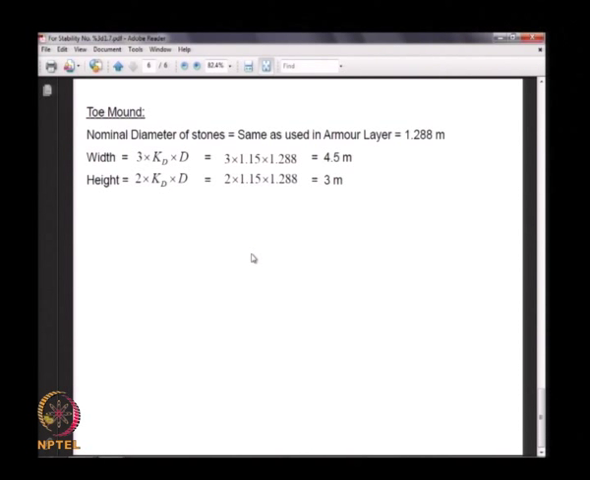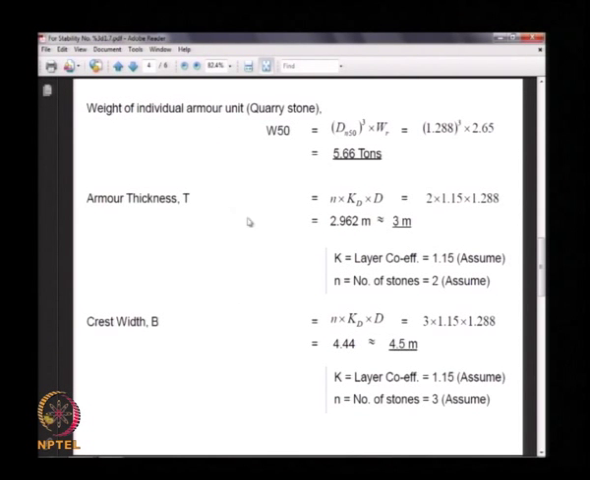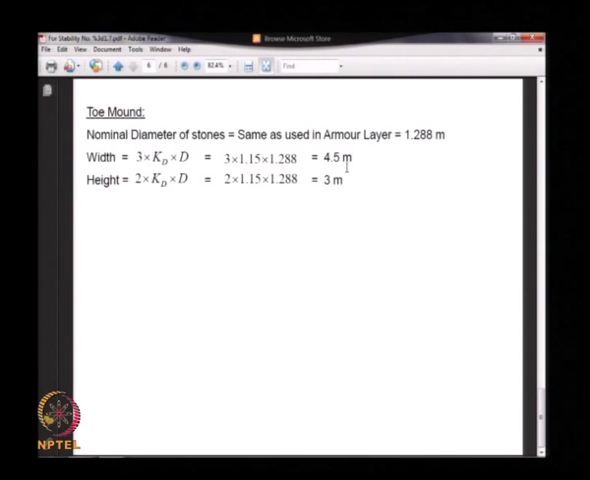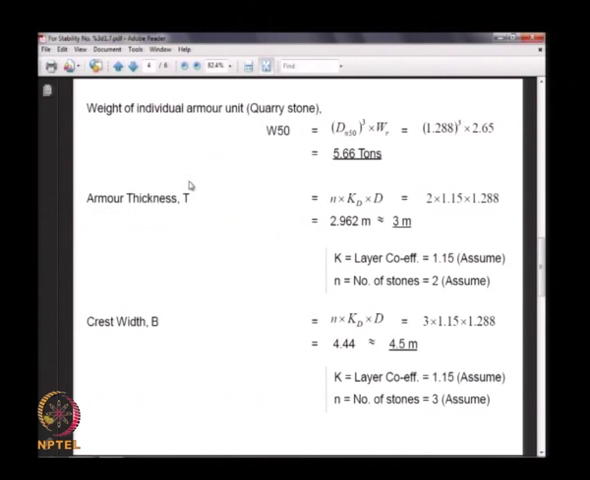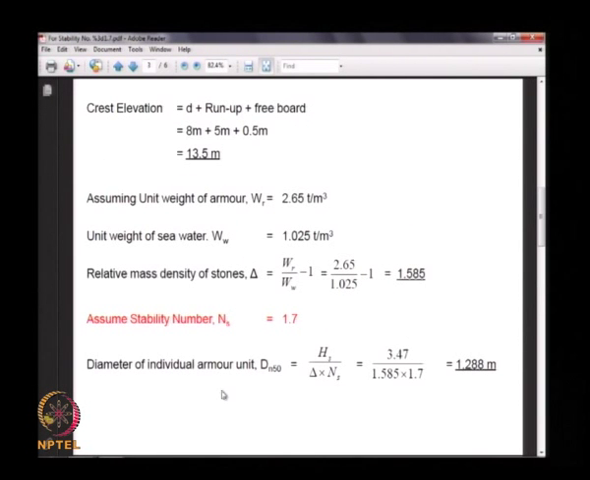Then we need a toe mount. Here earlier we have given some other formula, but here we are giving 3 times Kd into d. The Kd is nothing but this layer coefficient, this K and Kd are one and the same. This layer coefficient is 1.15, so you can get 4.5 meter as the width and 3 meter as the height, that is 2 into Kd into d, where d is the Dn50. What we are using here, d is nothing but this Dn50 you are calculating, which is 1.288 meter.